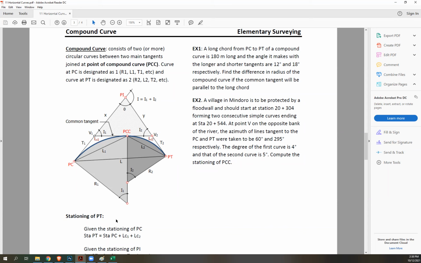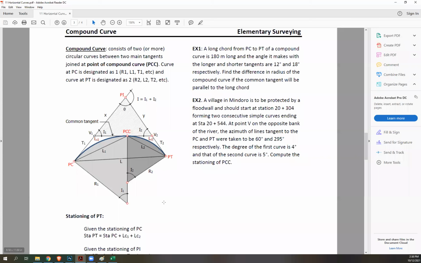Okay, remember for simple curves, back tangent and forward tangent are equal. So for these, that's not the same. We have a longer tangent, a shorter tangent, a longer curve, a shorter curve. Okay, so they're not equal to the other curve. T1 equal to T1 over here, but they're not equal to T2 and T2 over here. Okay? And then we have a new part to your curve, which is your PCC, which is just the point of intersection of your two curves.